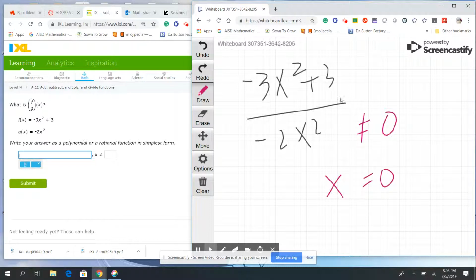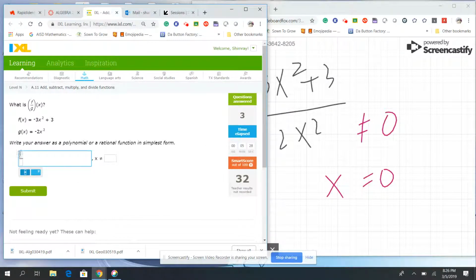So that's it. Now you're going to write it out first. You're going to click on the blue box here, and then type the one on the top, negative 3x squared plus 3. And the bottom one is negative 2x squared. And then we say cannot equal 0.